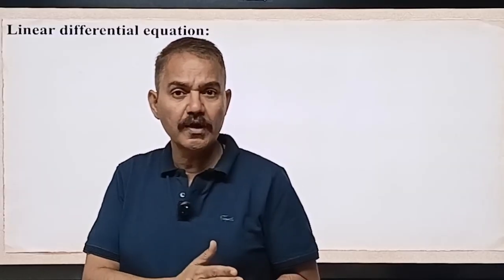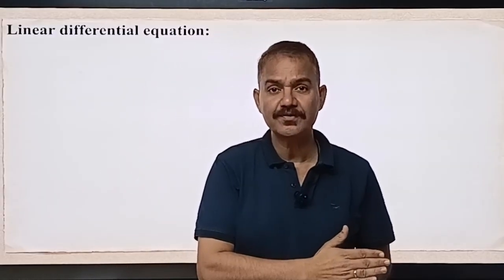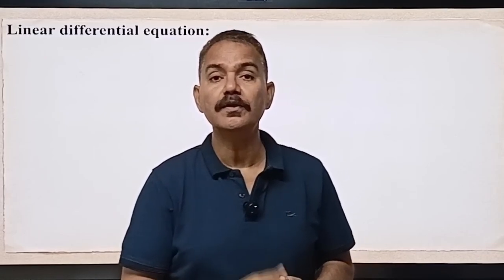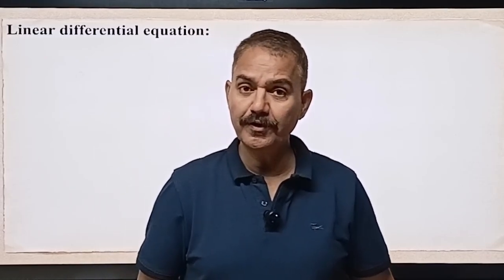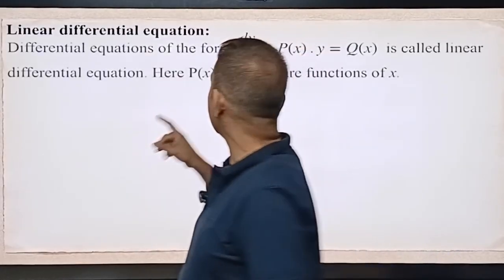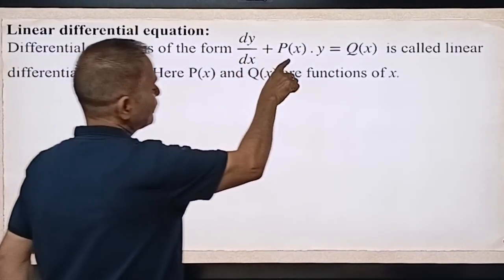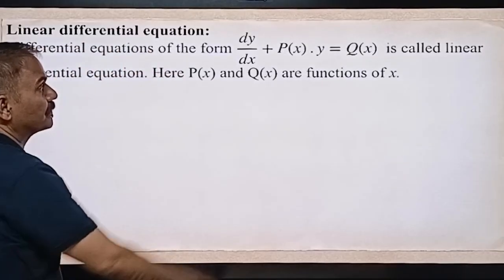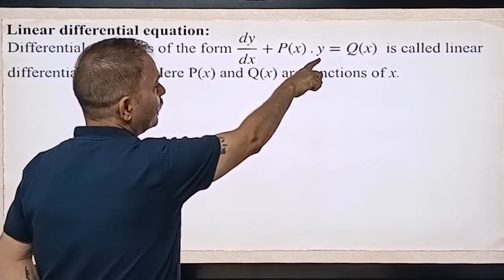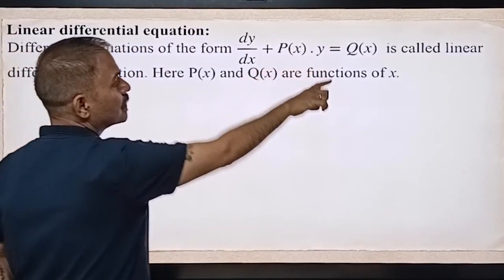If a given equation is neither variable separable nor homogeneous, we have to check for the linearity of that equation. Is it a linear differential equation? How do we know? If an equation takes this form, dy/dx + P(x)y = Q(x), it means you have the first derivative of the function, you have y, that is the function, P(x) and Q(x).